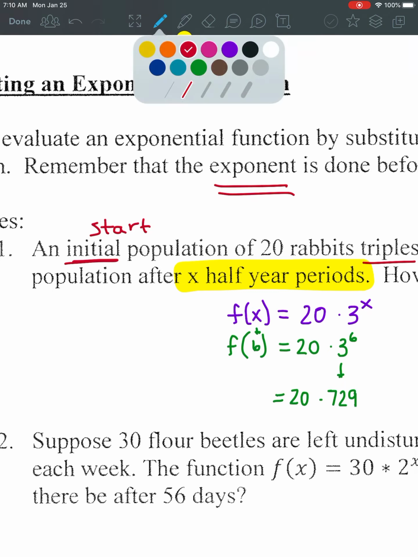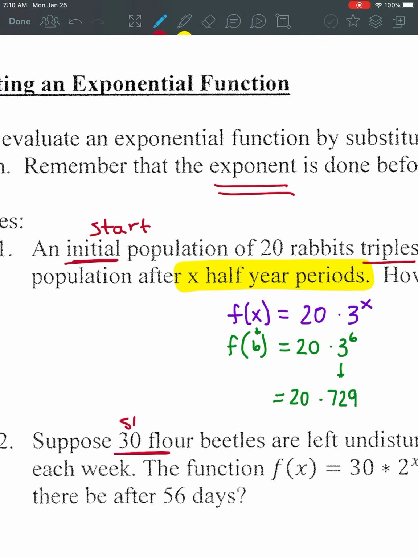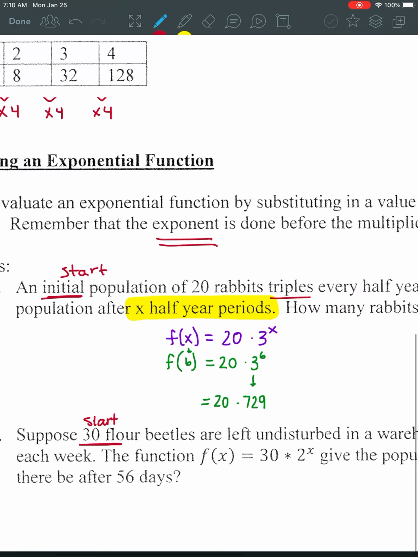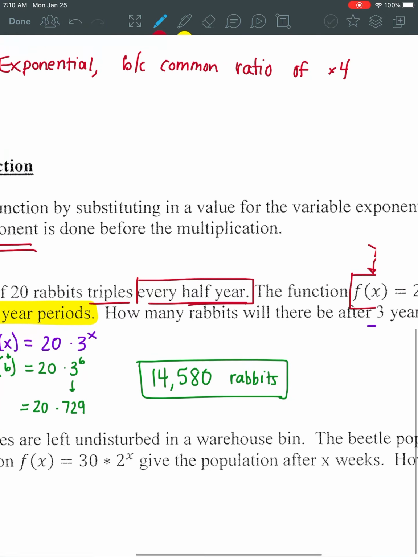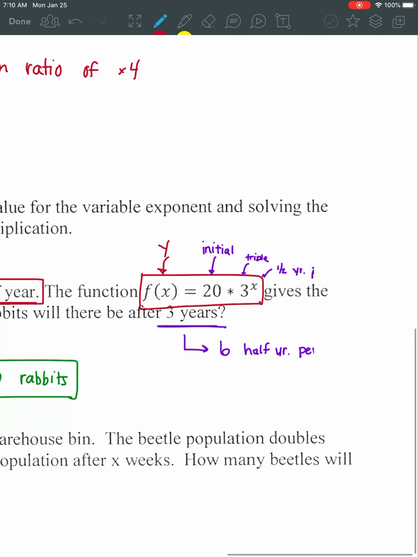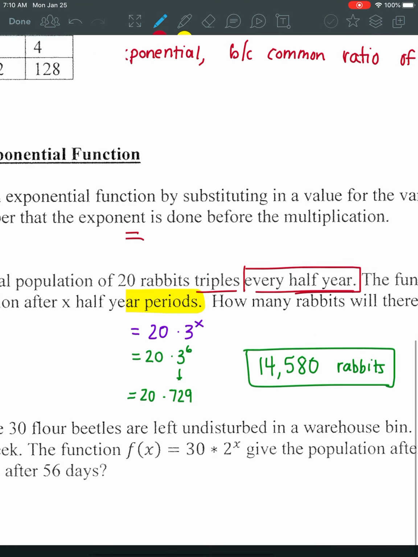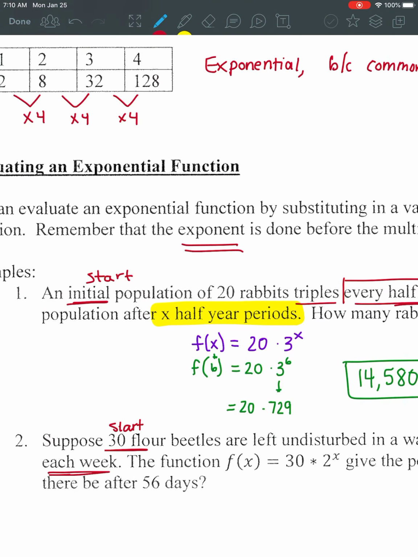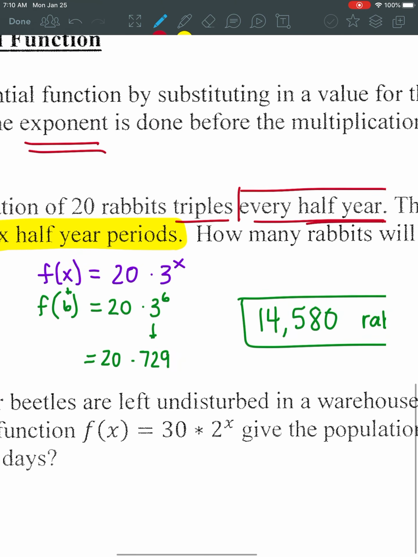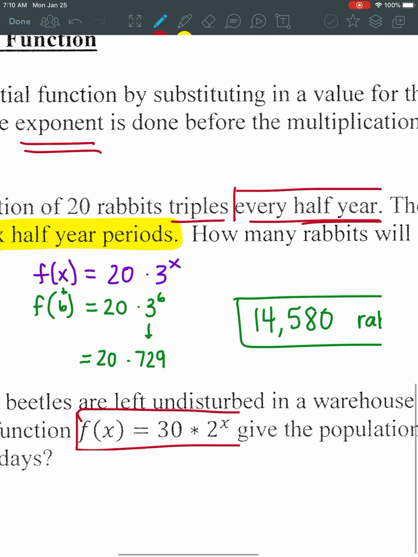Okay? Let's do another one with beetles. So we have 30 flower beetles. So again, this is our starting point. This is our initial. And they're left undisturbed in a warehouse bin. The beetle population, so here it doubles instead of triples each week.